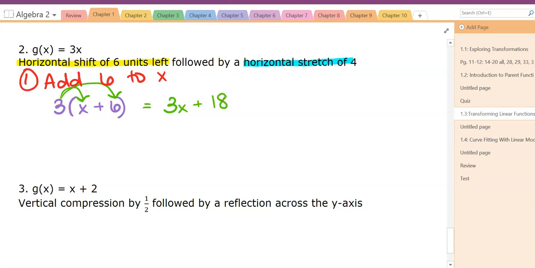Now to do the second part of this problem, you're going to affect the 3x plus 18. You're not going to go back to the original. You're going to use the one that we just wrote. And this one says we do a horizontal stretch of 4. So that's like that rule we did on the previous problem before this one. We're going to multiply only the x by the reciprocal of 4.